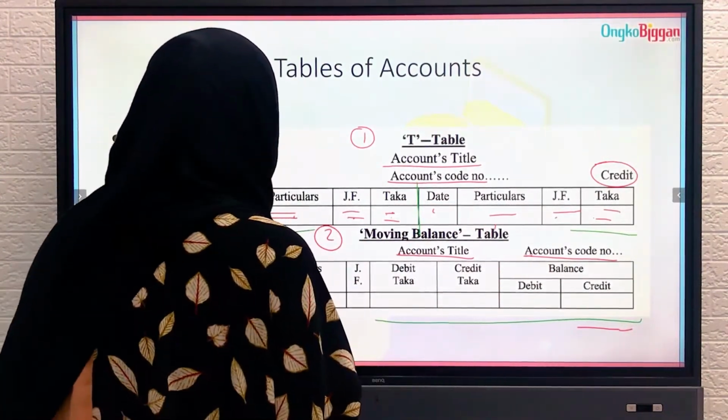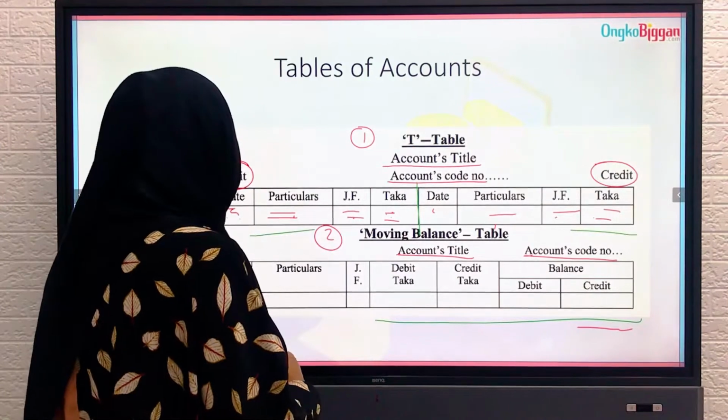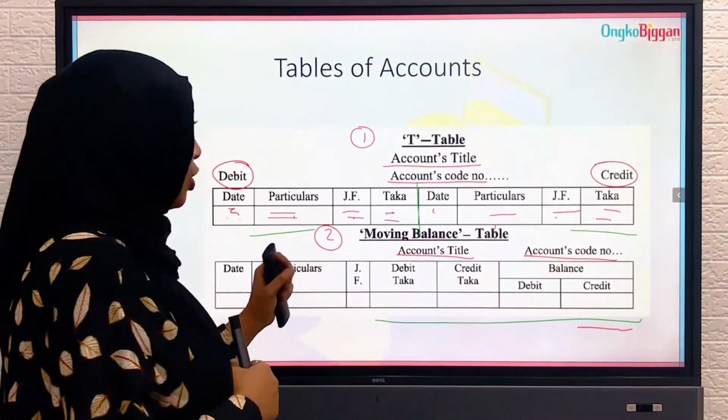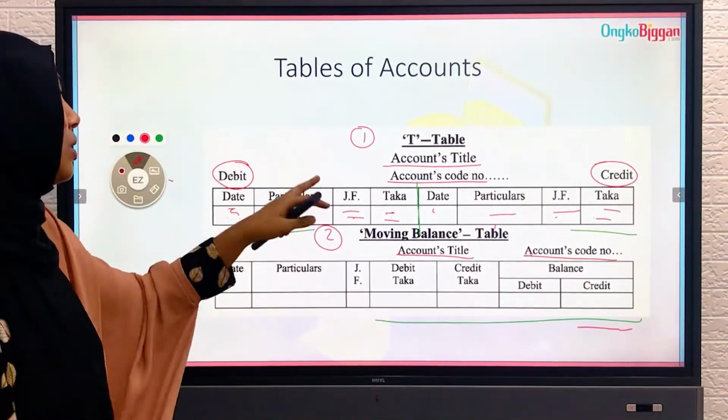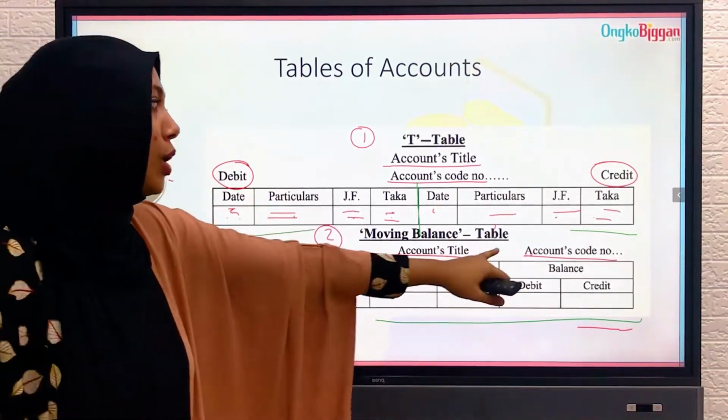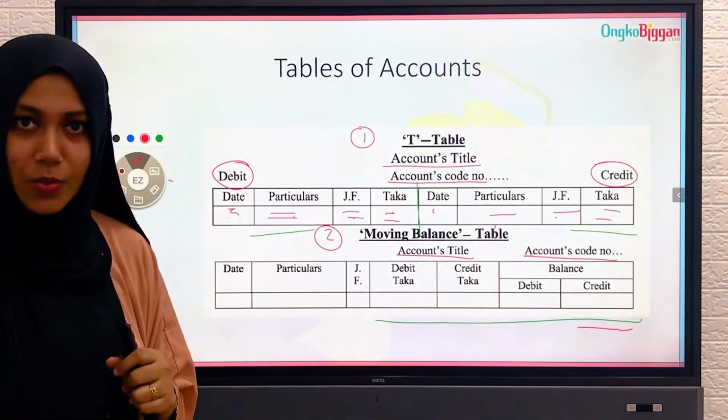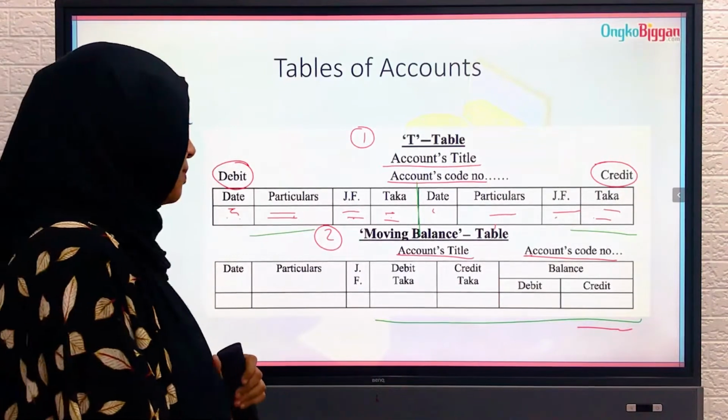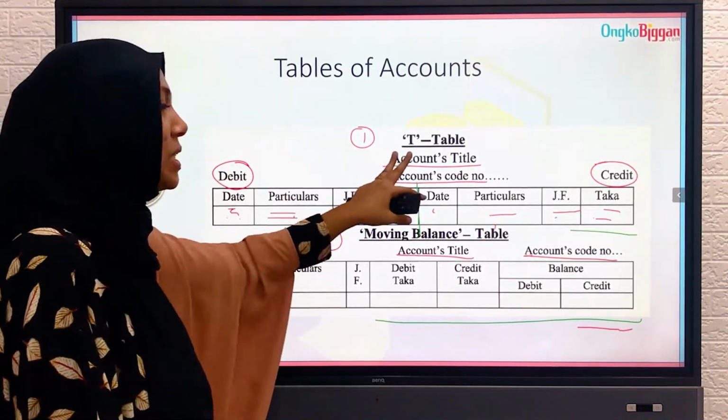Then there should be a code number for each account. The code number is actually this one, the journal folio. For the debit side there is a journal folio as well, and that's called the code number. So these are the features of the T table.